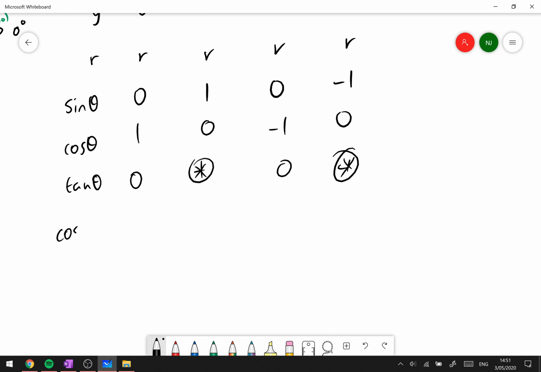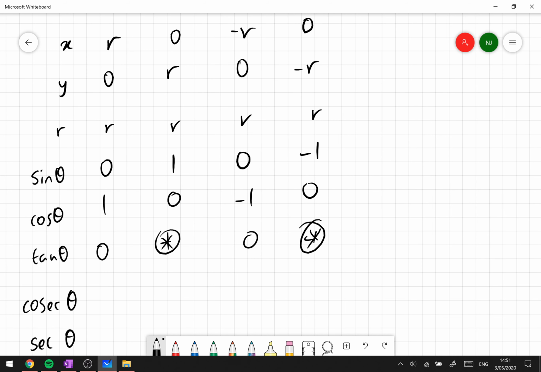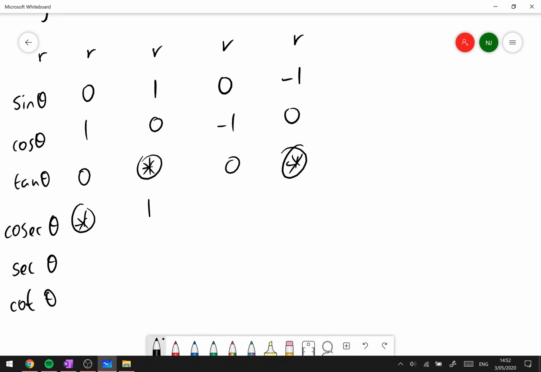So we're going to do cosec. We're going to do sec. And we're going to do cot. So cosec is just the opposite. So when we did y over r for sine, we're going to do r over y. So in this case, this one is not defined at all. Okay, so we can't actually define this one. Well, this one is r divided by r again, so this one's 1, so it's the same as what sine would be. Okay, this one here is going to be undefined again, and this one's going to be -1 as well.